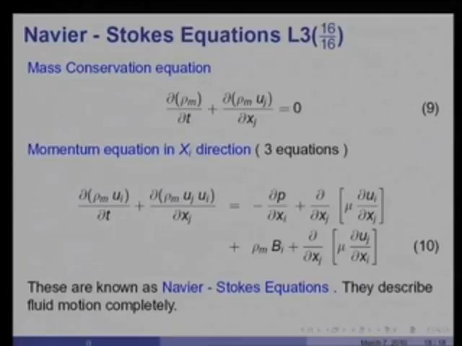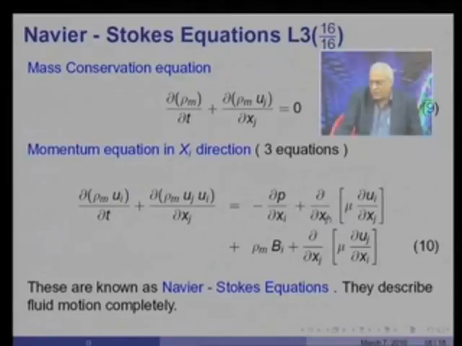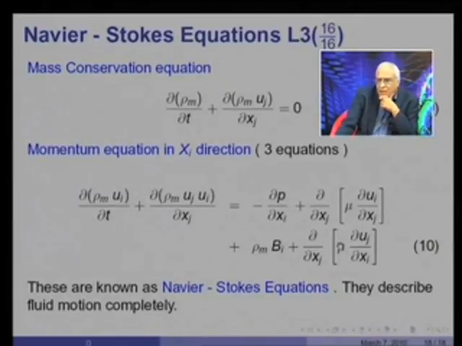As you will see, our equations will now read: d rho_m by dt plus d rho_m u_j by dx_j equals zero, and the three momentum equations would read in this fashion: d rho_m u_i by dt plus d rho_m u_j u_i by dx_j equals minus dp by dx_i plus d by dx_j of mu du_i by dx_j plus rho_m b_i, which are the body forces, and this is the remaining part of the stress, the Stokes stress. So these equations written in this form are known as the Navier-Stokes equations.